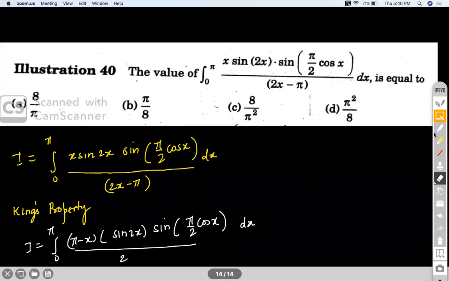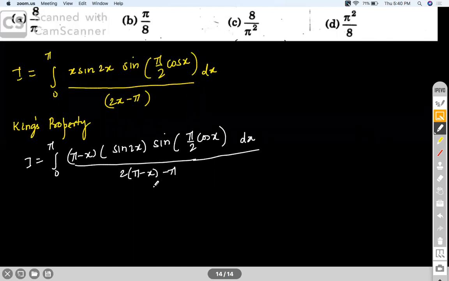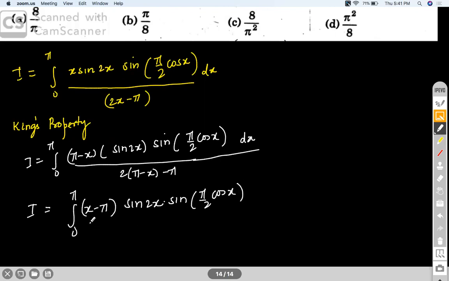This will become pi minus 2x, correct? So I can write this as, can I just make it as x minus pi here? And make everything the same. Correct. Now let's add these two.